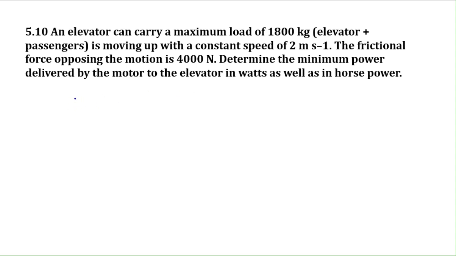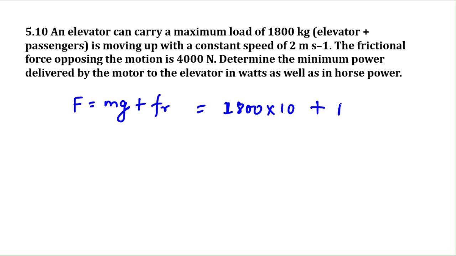So the total force acting on the elevator will be mass times acceleration due to gravity plus the friction also. How much gravitational force is acting on the elevator? This one is 1800 times, let's say g equals 10, plus friction is 4000 newtons. So 1800 times 10 is 18,000, plus 4000 is 22,000.